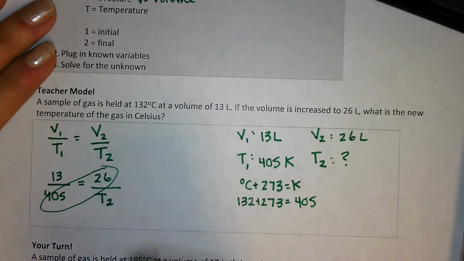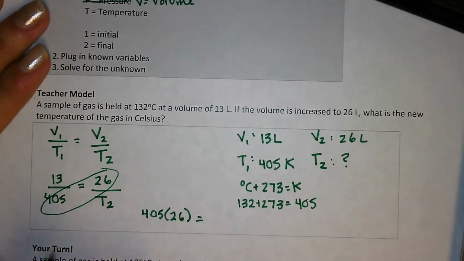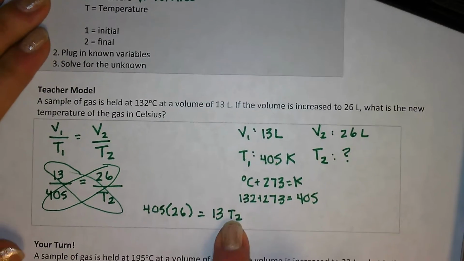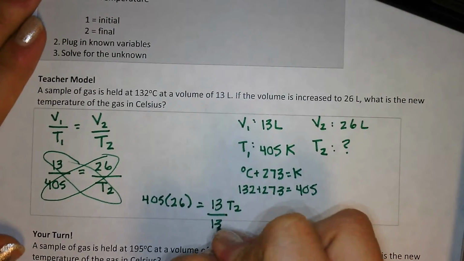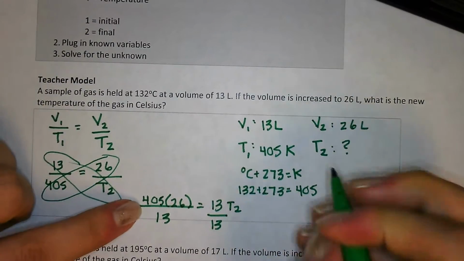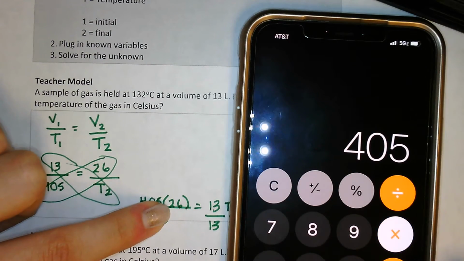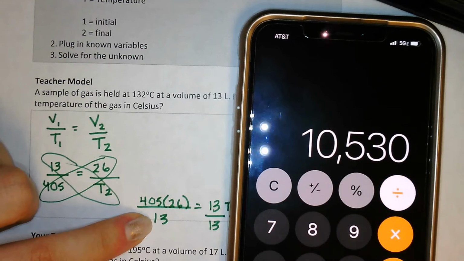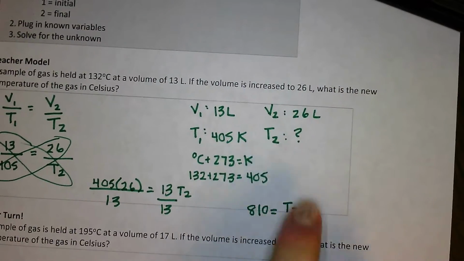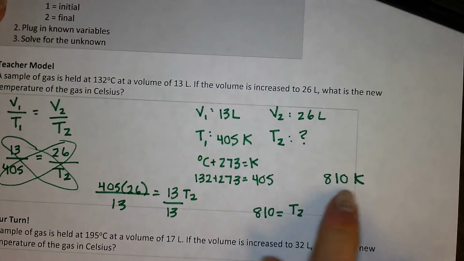So now I'm going to cross multiply. So 405 times 26 is equal to 13 times T2, 13 T2. I want to solve for T2, so I'm going to divide both sides by 13. And now I have that T2 is equal to 405 times 26 divided by 13. That's 810. So T2 is equal to 810. Remember, T2 is your temperature, and temperature is in Kelvin. So that is your final temperature.